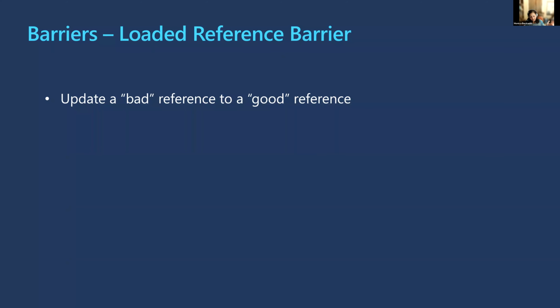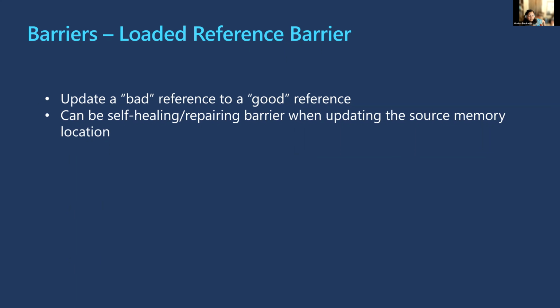A reference that has not been updated will be updated, and that's the goal of the reference barrier. Anytime you find a reference that's not updated, you stop, you update it, and then you move ahead. So that's where the barrier comes in. When I mentioned the concept of self-healing or repairing, it's basically work done to update the source memory location. I find out that it's not updated, so I go ahead and update it, and that's called self-healing. Whoever finds out, it's their responsibility to go and update that reference.